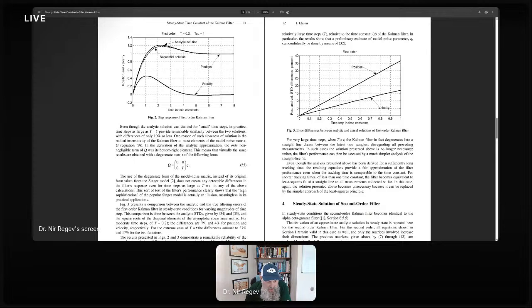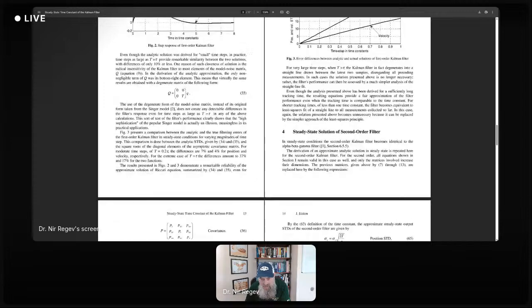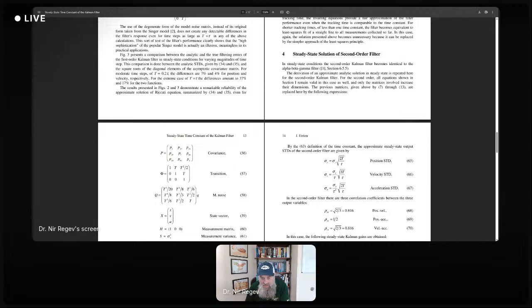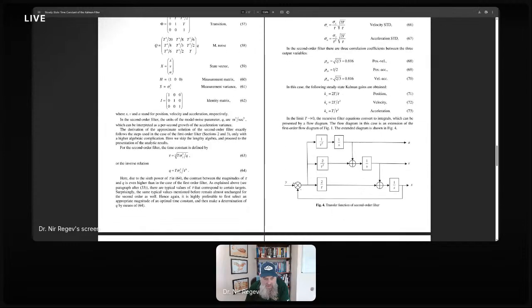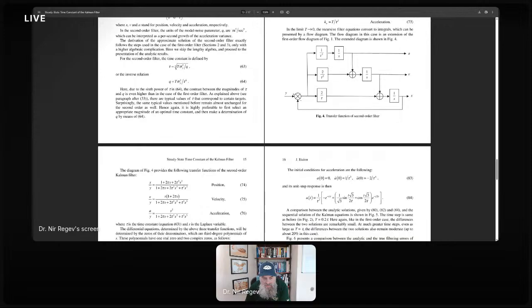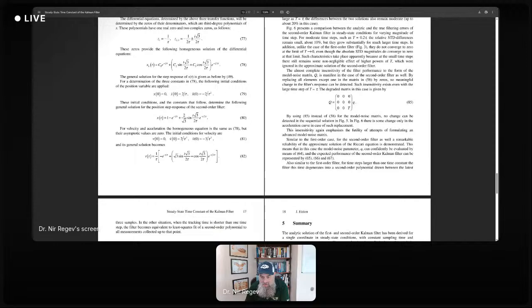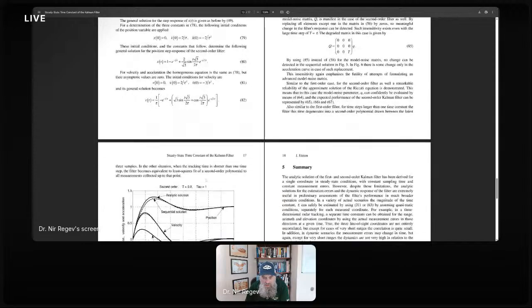stating something very strong here. This sort of test of the filter's performance clearly shows that the high sophistication of the popular Singer model is actually an illusion, meaningless in its practical applications. Yeah, that's a very strong claim. And then he does the same for second order filter, meaning constant acceleration type dynamics. And he is also simulating stuff here. He shows the degenerated matrix Q, and that's it.